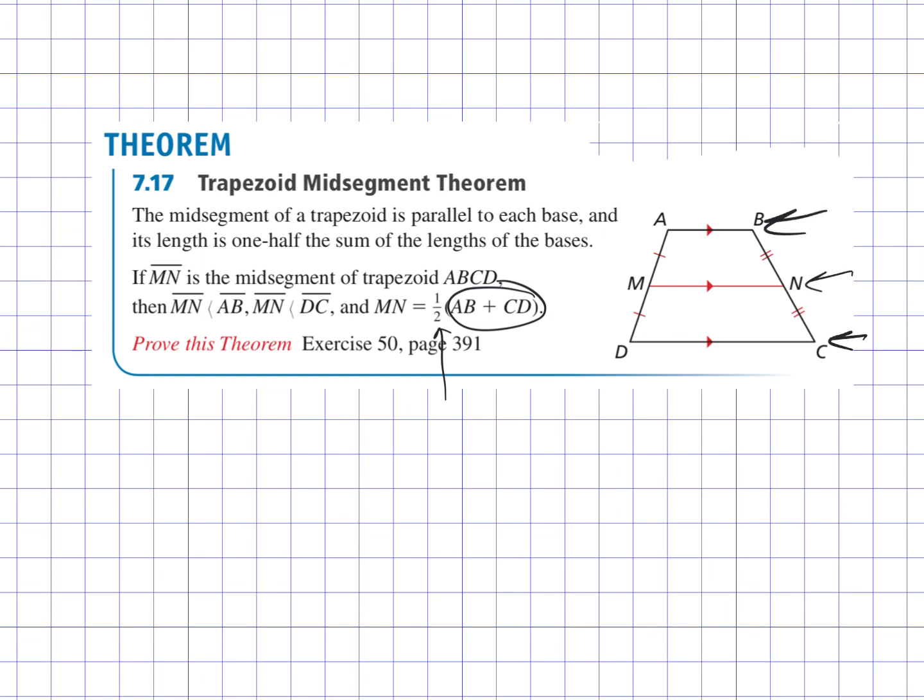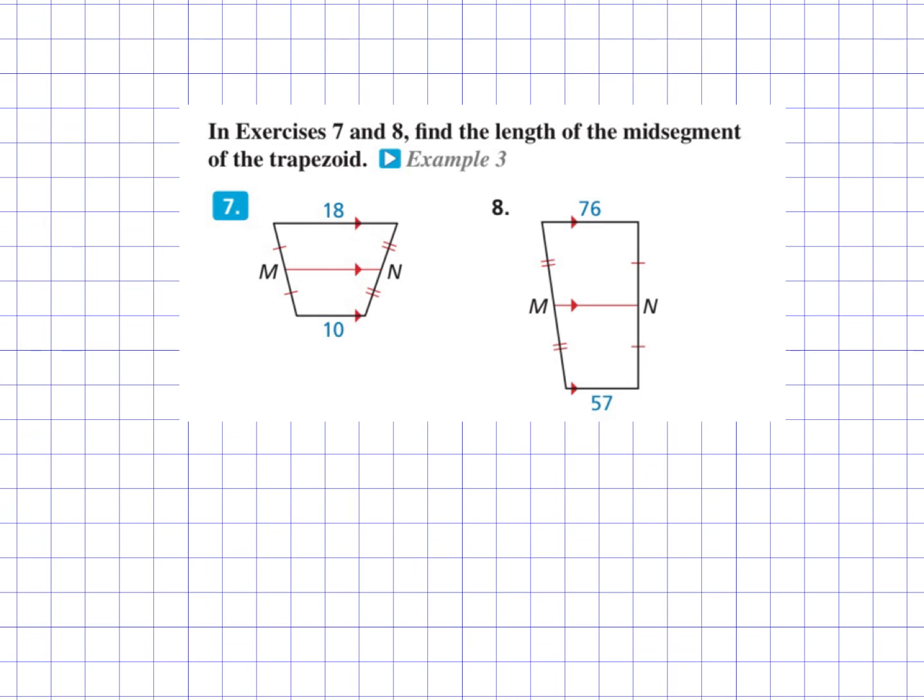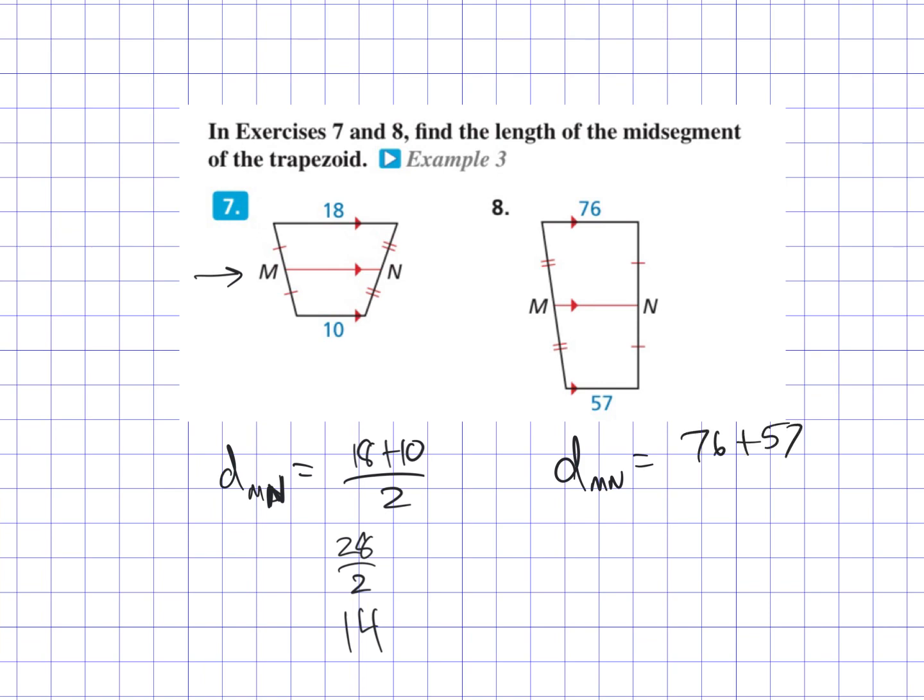All right, let's do some homework. Number 7, find the length of the mid-segment. So what is MN? The distance of MN is equal to 18 plus 10, the two parallel sides added together, and then you divide by 2. So 28 divided by 2 is 14. Okay, again, the distance of MN is the two parallel lines divided by 2. So 76 and 57 is 133. Divide by 2. That's going to be 66.5.